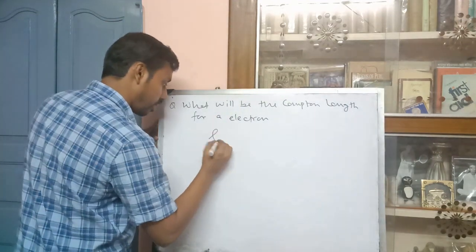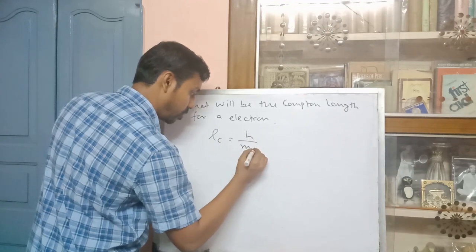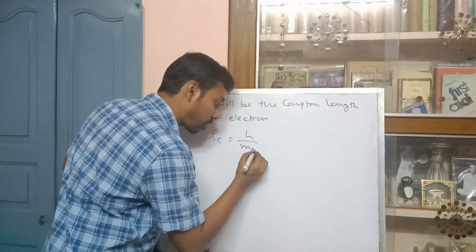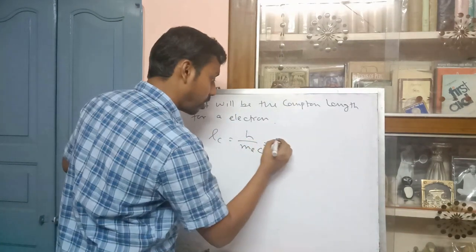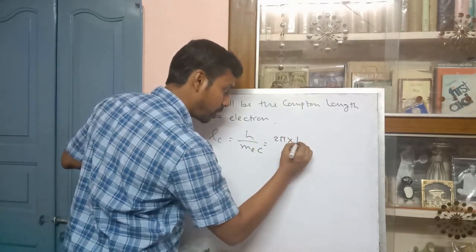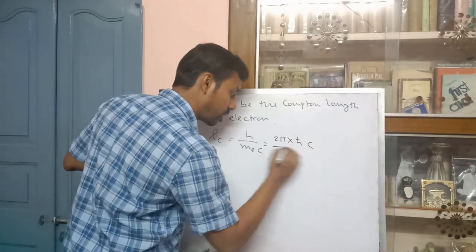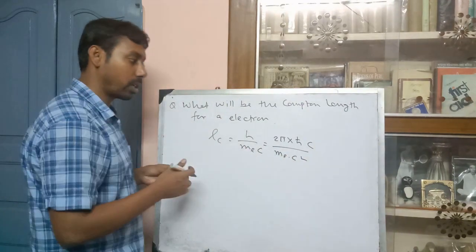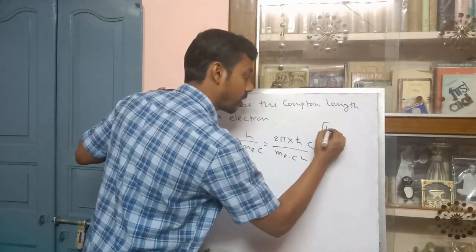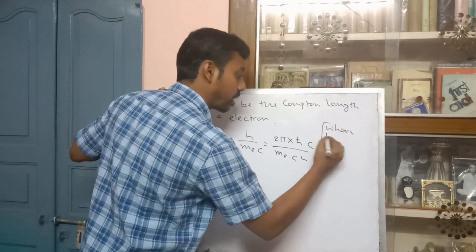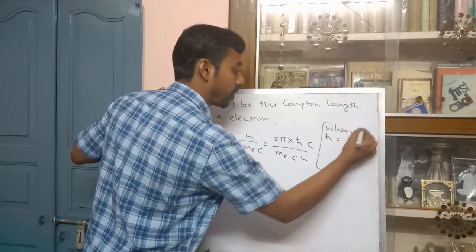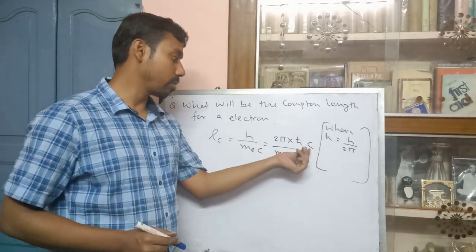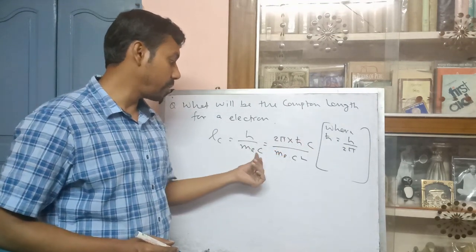We know that LC is equal to h by mc, or we can write it more precisely as h by mass of electron into c, or if you write this as 2 pi h cross into c divided by mass of electron into c square, that is equal to these things, where this h cross is equal to h by 2 pi. So the 2 pi cancels out, and this gives you h by m into c.